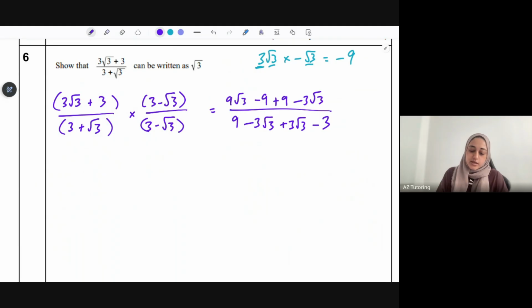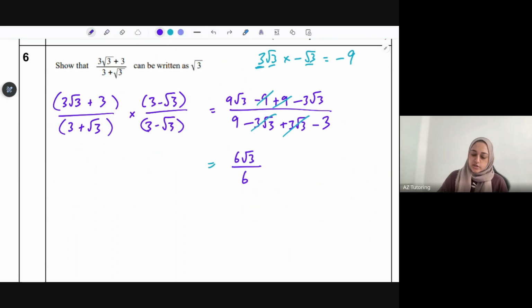Okay, now let's simplify. On the top, minus 9 plus 9, they cancel out. That's just 0, right? And then on the top, we've got 9 root 3 minus 3 root 3, which is 9 minus 3, which is 6 root 3, over 9 minus 3 gives us 6. And then notice how these minus root 3 plus root 3, that cancels out. Minus 3 root 3, add 3 root 3 is just 0. That should always happen whenever you're timesing by the opposite sign. By the way, the surds will cancel out.